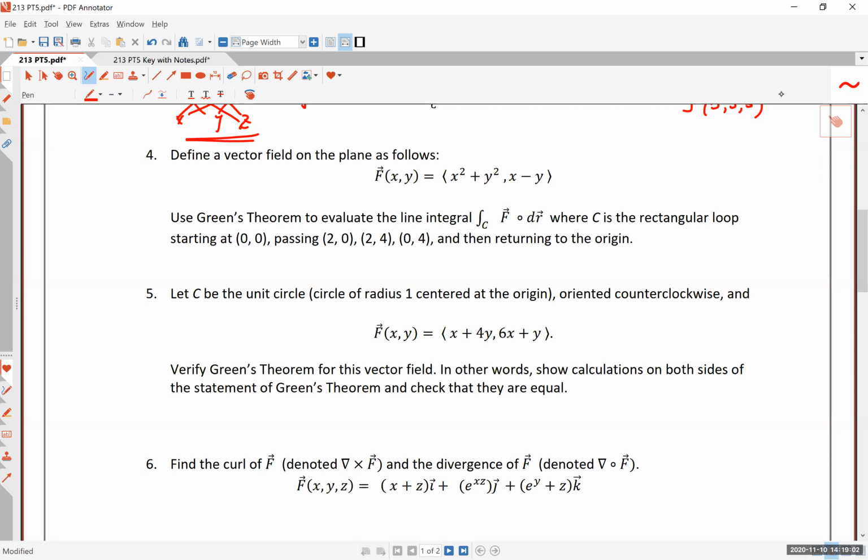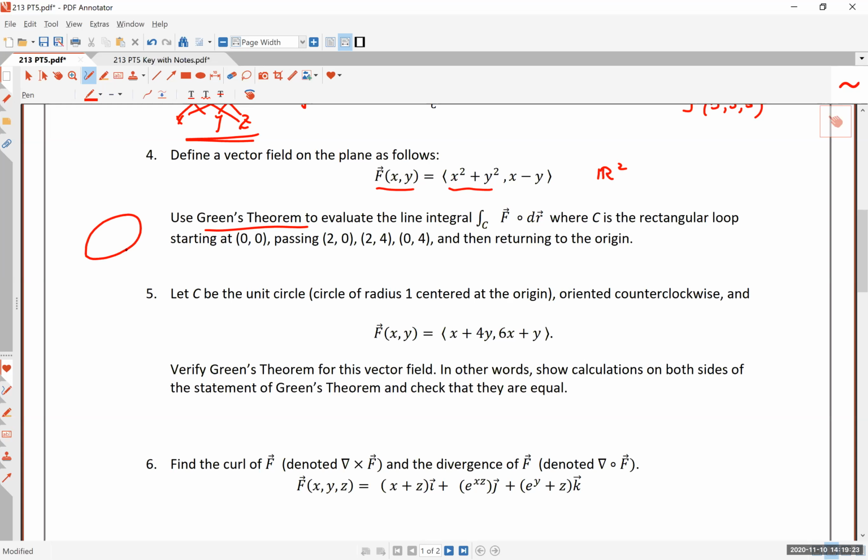All right, number 4. Define the vector field F on the plane as x squared plus y squared, comma, x minus y. Ooh, that's two-dimensional, okay? Use Green's theorem. That's good because Green's theorem only applies to two-dimensional pictures. And evaluate the line integral.